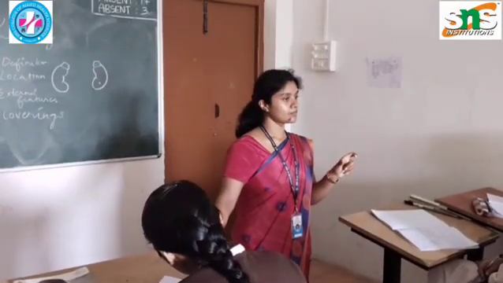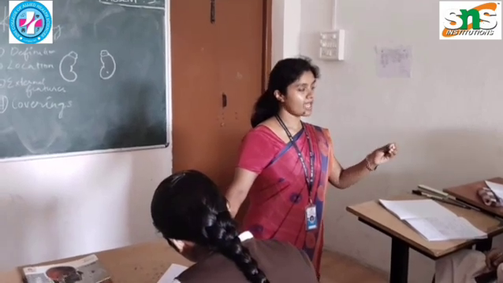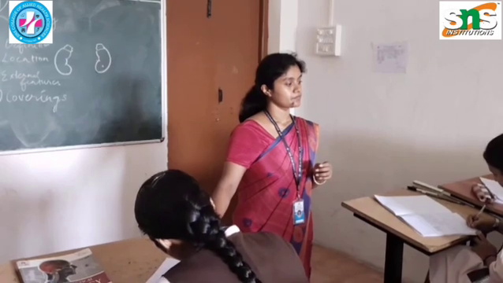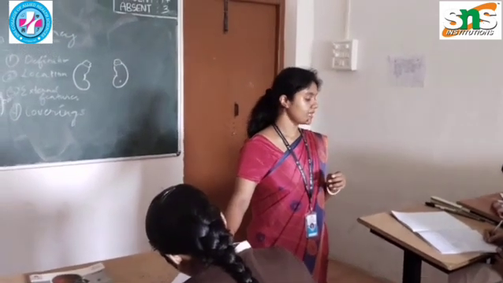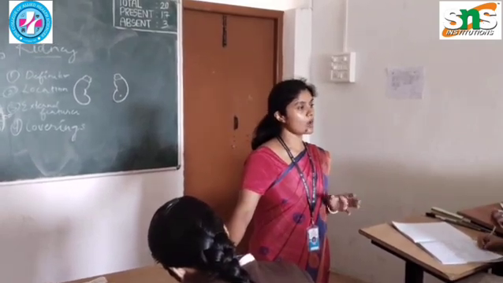Centimeter wide and 3 centimeter in thickness. For an average male, your kidney will weigh 150 grams. In a normal male, your kidney will weigh 150 grams. In female, it is 130 grams.